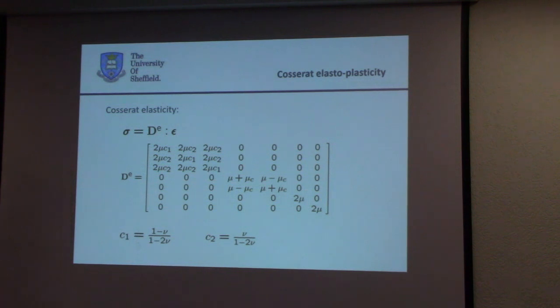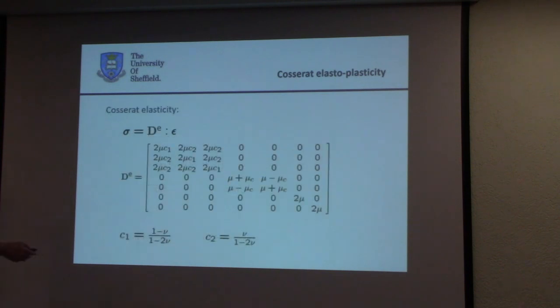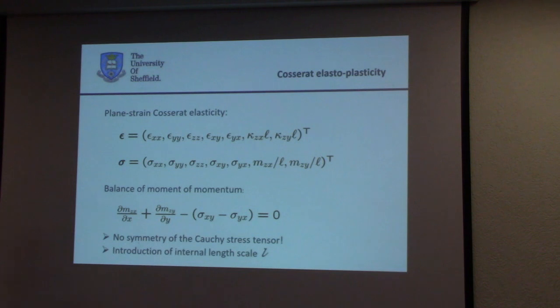So in total, you get two additional material parameters, mu c and L. And mu c has the same dimension as the normal shear modulus, but L has the dimension of length, and therefore introduces an internal length scale, and therefore you can have size effects in such a continuum. And also, when you do numerical calculations with softening, for instance, then you get mesh-independent solutions as a consequence of this.